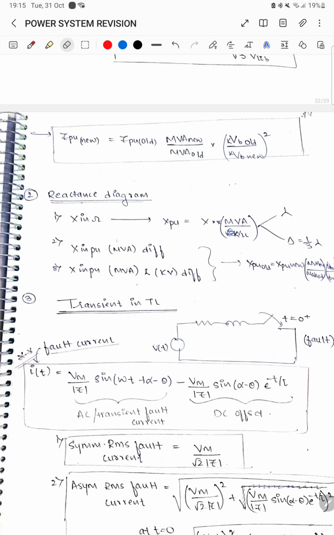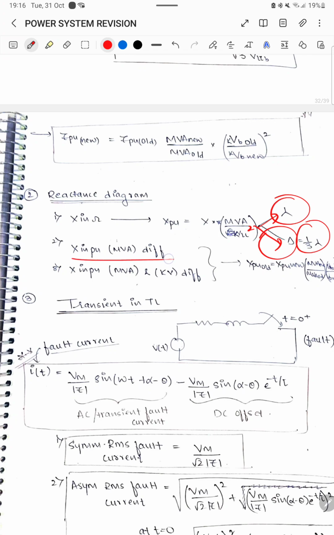When X is given in ohms, you can convert to per unit using the same formula: X in ohms into MVA upon kV base square. That is the simple formula used. There you have to take care whether it's star or delta. If it is star, that is the formula. If it is delta, you will have to take 1/3 of that.